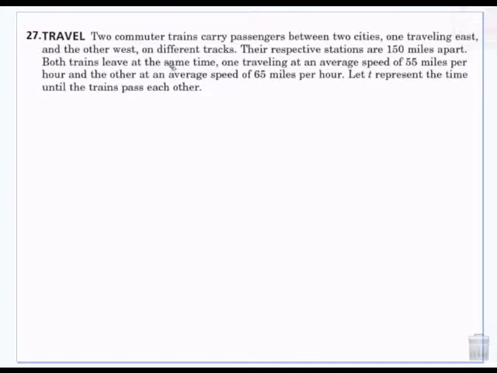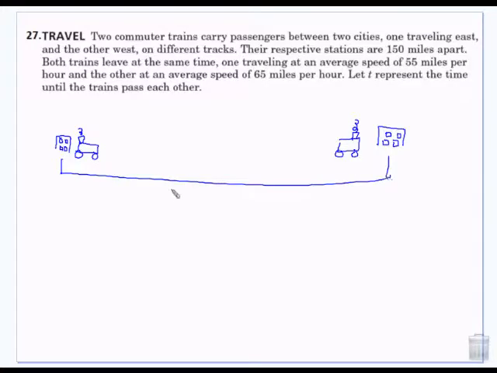I'm going to draw a picture. 2 commuter trains carry passengers between 2 cities. So here's city 1, and here's city 2, and here's train 1, and I'll put the smokestack in the correct place this time. And here's train 2. And this is 150 miles.